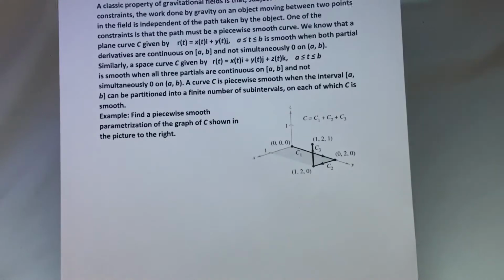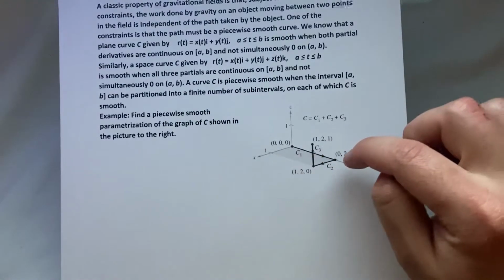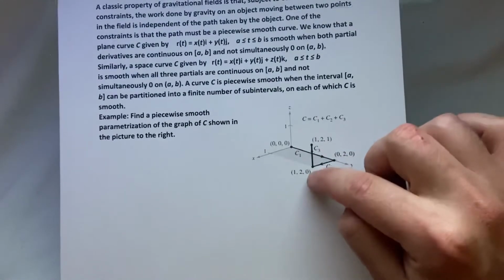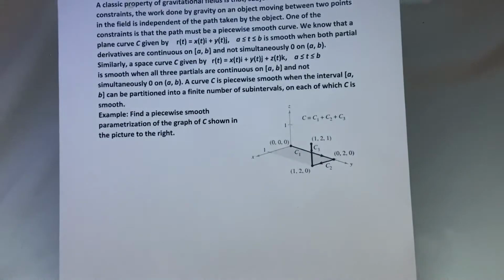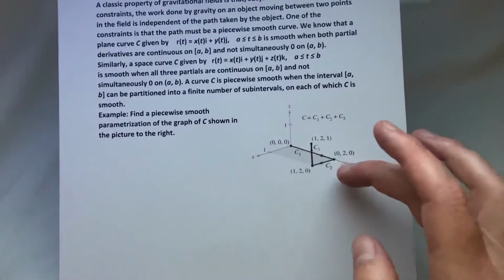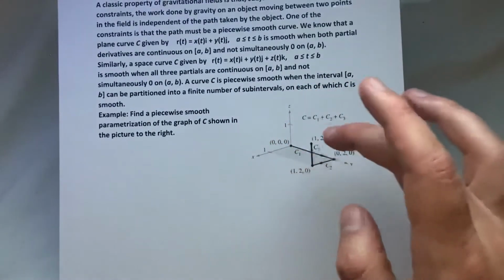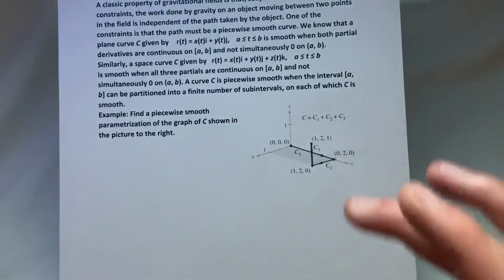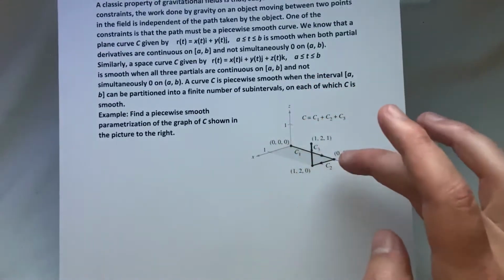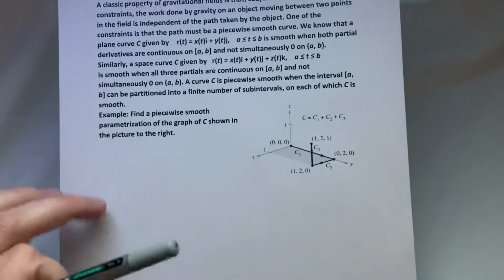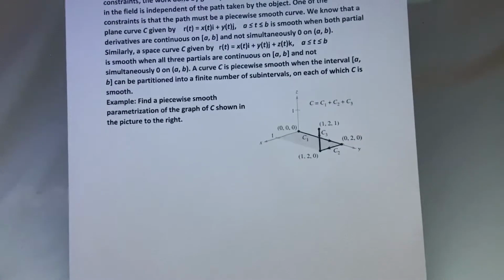As an example, find a piecewise smooth parametrization of the graph of C shown in the picture to the right. It travels from (0, 0, 0) to (0, 2, 0), then to (1, 2, 0), and then to (1, 2, 1). So basically it travels from (0, 0, 0) to (1, 2, 1), moving in the y direction first, then the x direction, then the z direction.